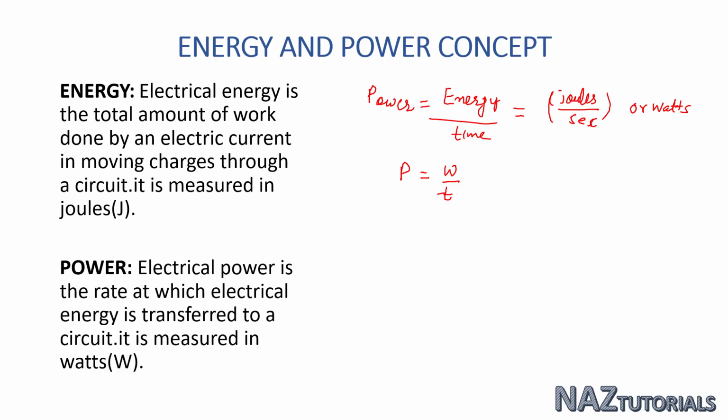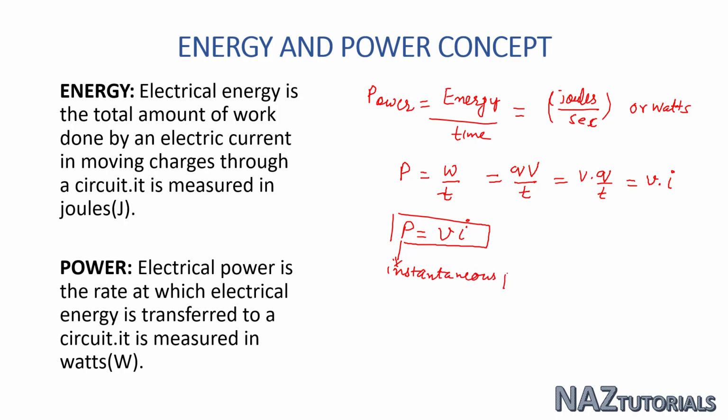So you can write W is equal to Q into V, divided by T, or you can say it is V into Q by T, or you can say this is V into I. This P is equal to V into I, which is defined as instantaneous power.